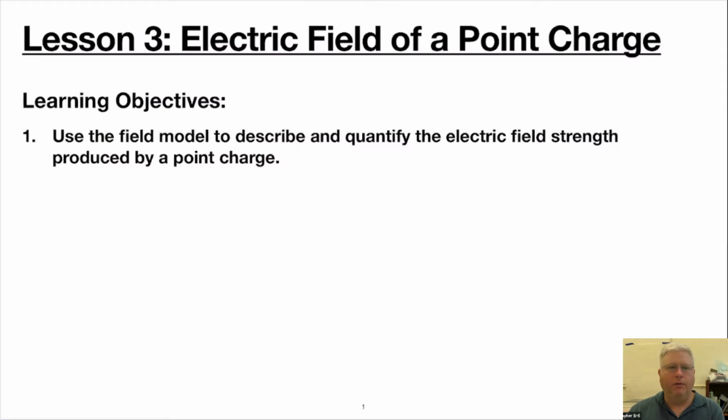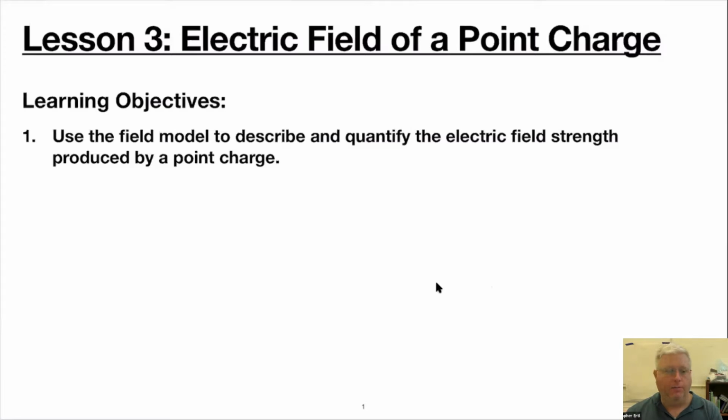Hi everyone, and welcome to lesson 3 on the electric field of a point charge. So here we're going to learn how to use something we call the field model to describe and to quantify the electric field strength that is produced by a point charge.